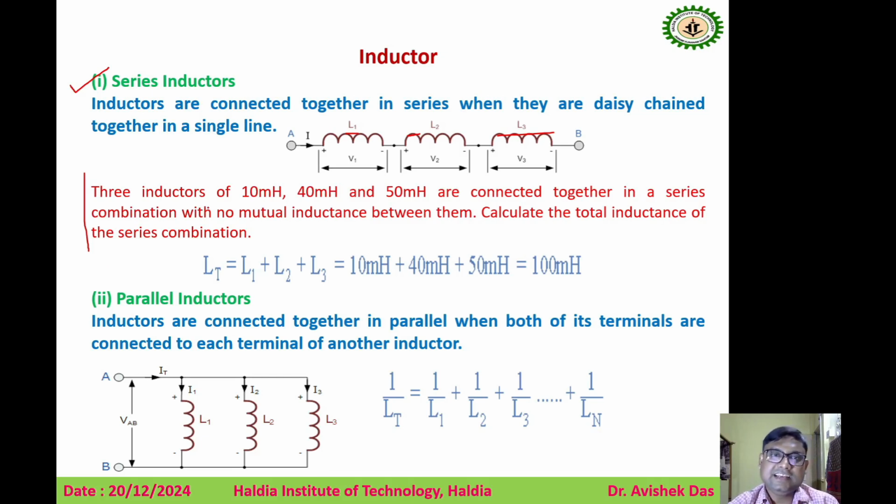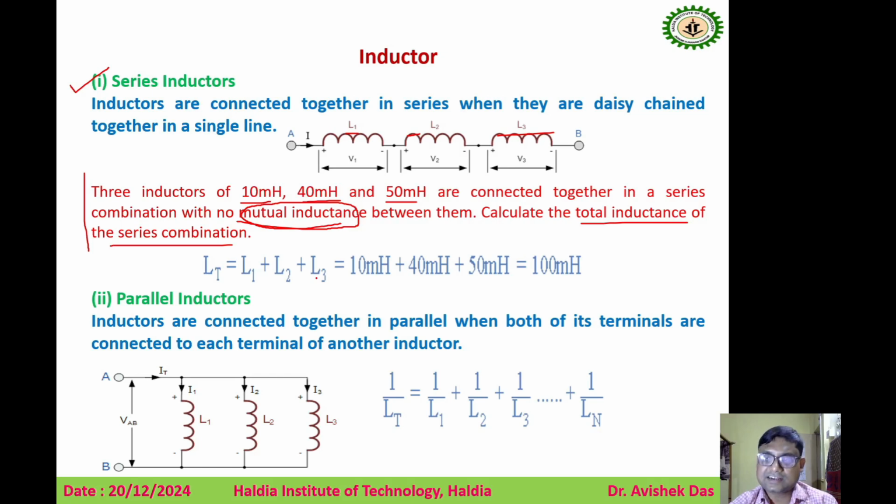Here the three inductor values are given: 10 millihenry, 40 millihenry and 50 millihenry. They are connected together in a series combination with no mutual inductance between them. Calculate the total inductance of the series combination.